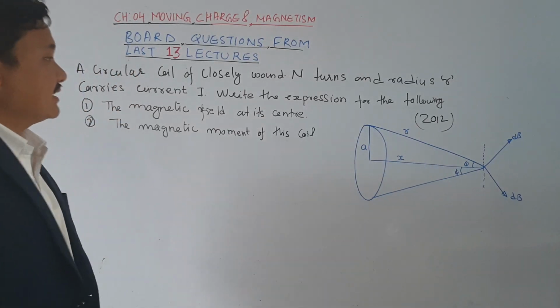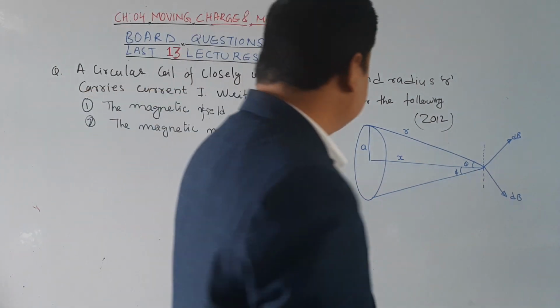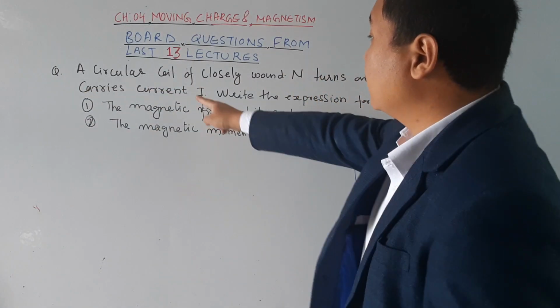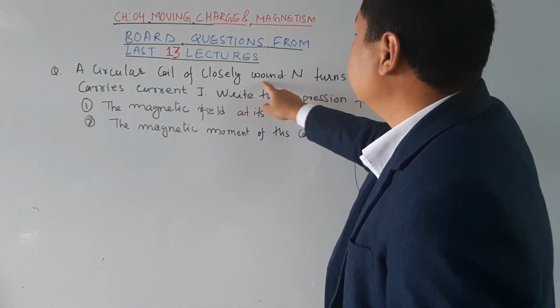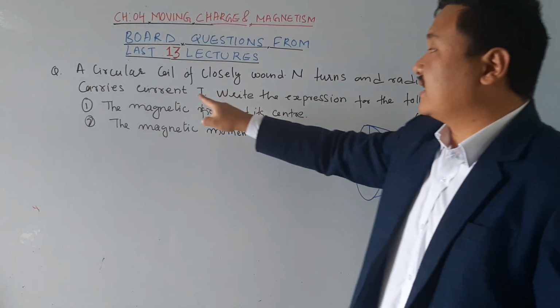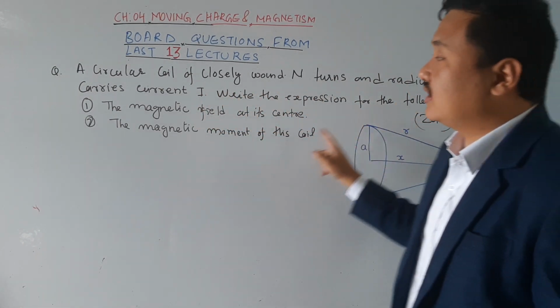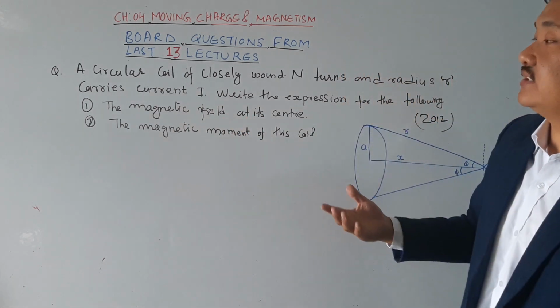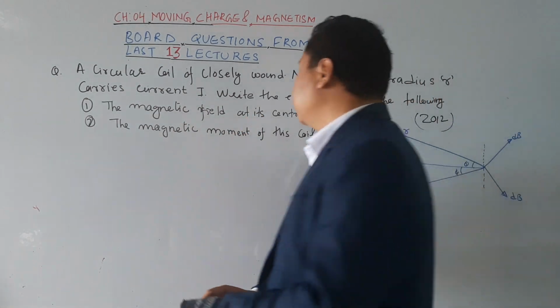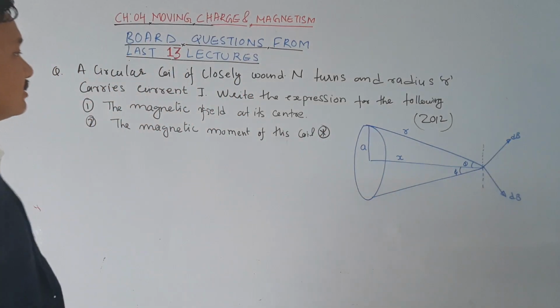So this is the application of Biot-Savart law. The question says: a circular coil of closely wound n turns and radius r carries current I. Write the expression for the following. Number 1, the magnetic field at its center. Number 2, the magnetic moment of this coil. Magnetic moment is a very important quantity.